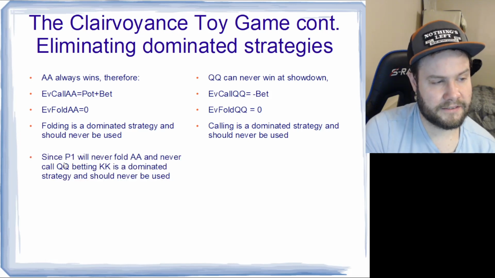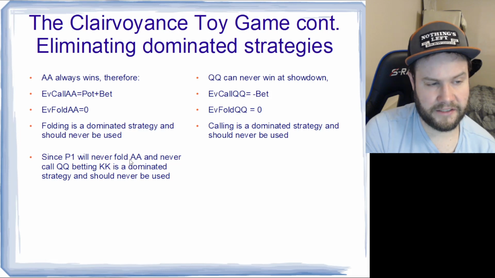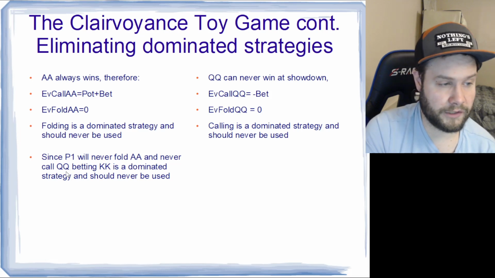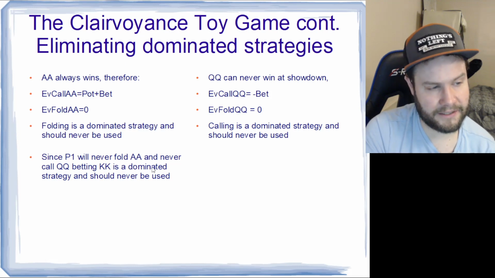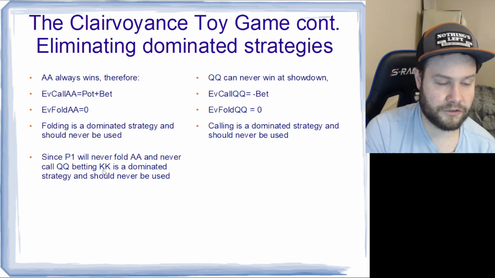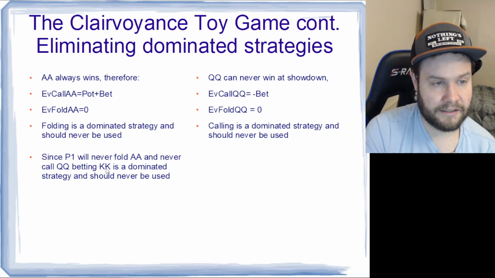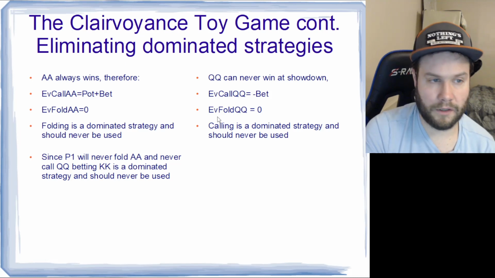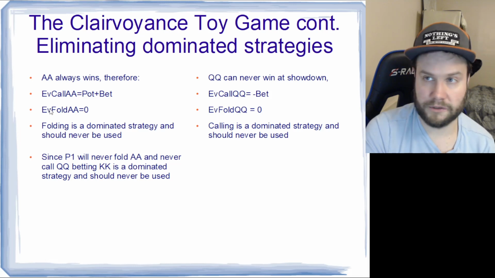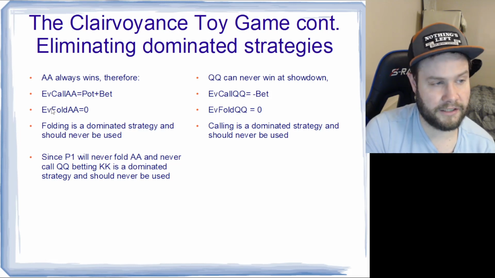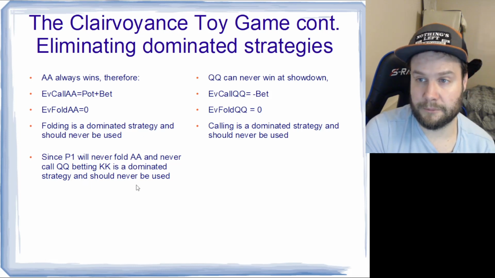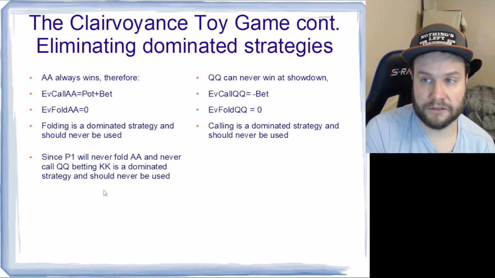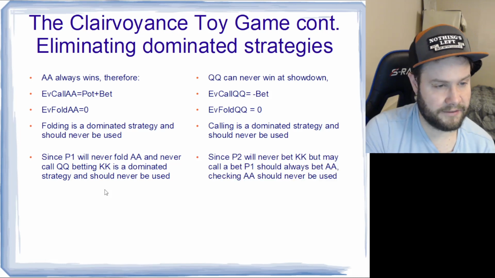So since player 1 will never fold with ace and never call with queen, betting king is a dominated strategy and should never be used, right? Because if player 2 bets with his king, then player 1 will always continue, will always call or raise with their ace, and they will always fold their queen. So that is your dominated strategy over here. So we'll never bet with king.